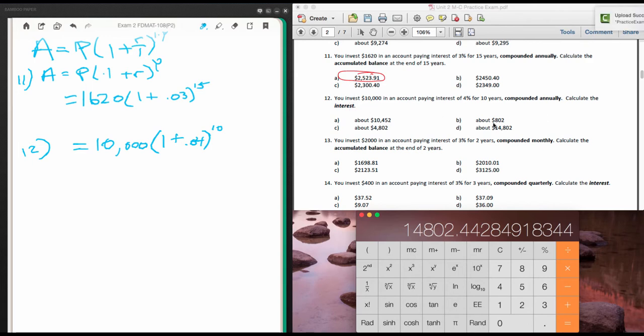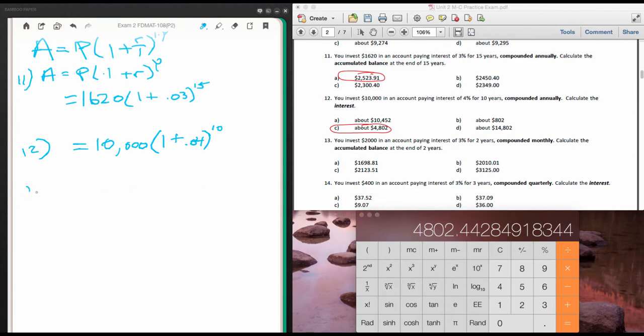Now remember, we're calculating the interest, so it's important to look at that value. Looking at those values, this is the actual count. 10,000 is what we started with, so 4,802 would be the amount of interest that we have. So I'm going to circle that. And this one, we can just subtract the principal, and that will give us the amount of interest we have. So that's how we chose that.